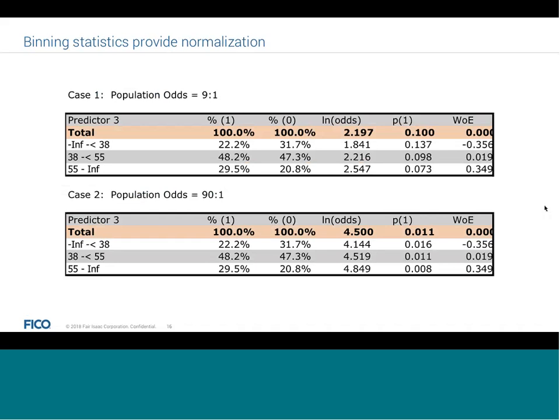A question came in that's really related to: is the algorithm sensitive to imbalanced classes? No, and it's for this very reason. We've got metrics and measures that are invariant to the population odds.